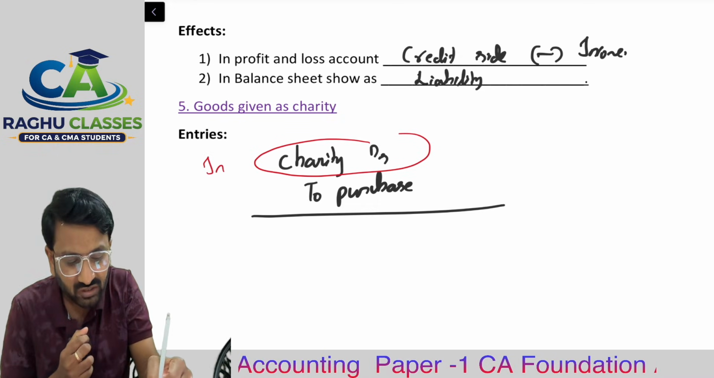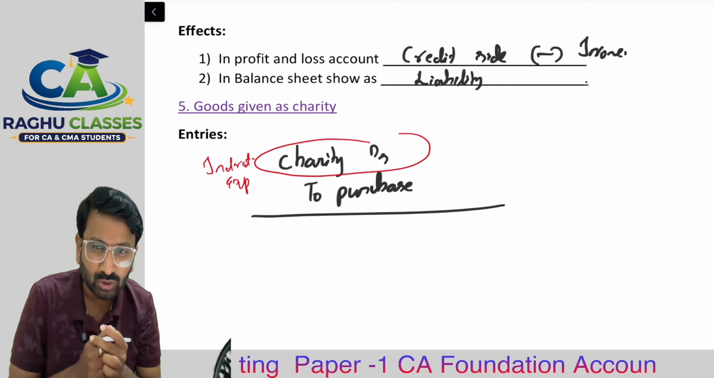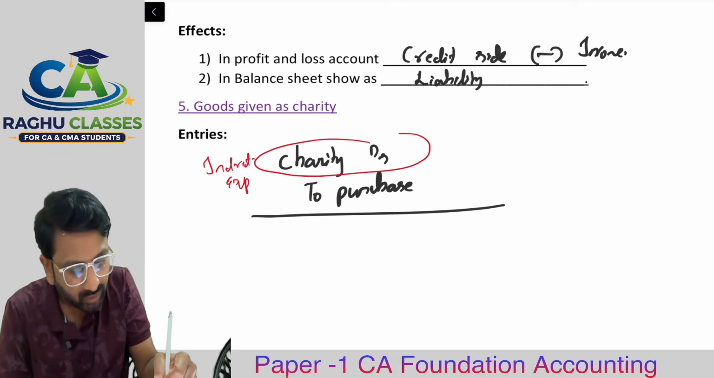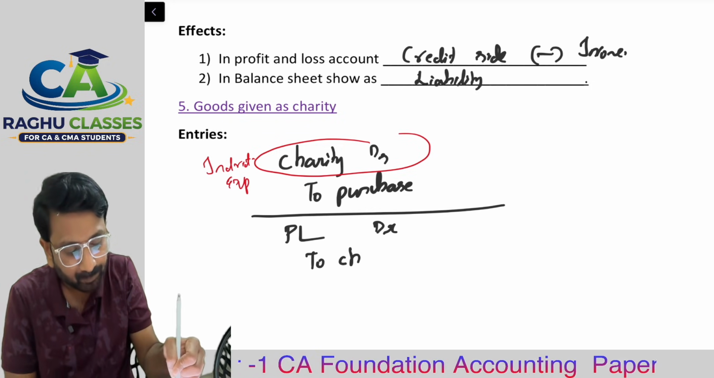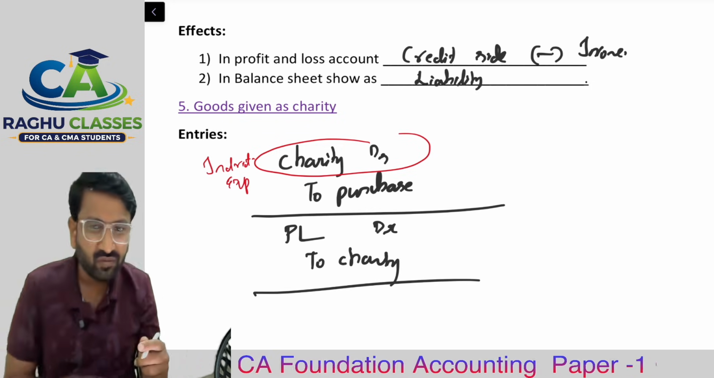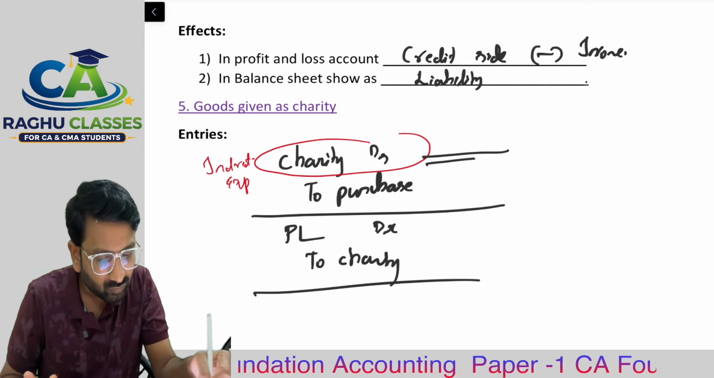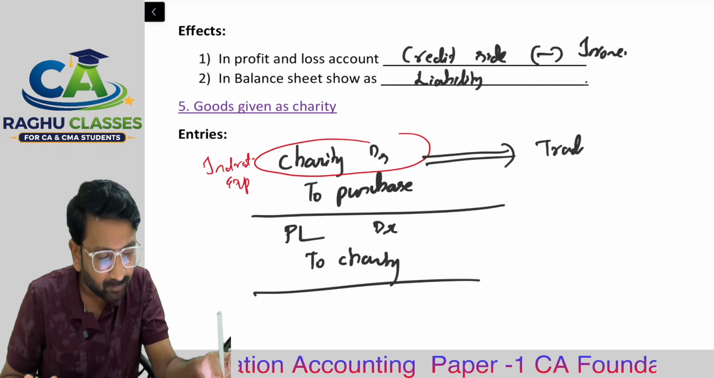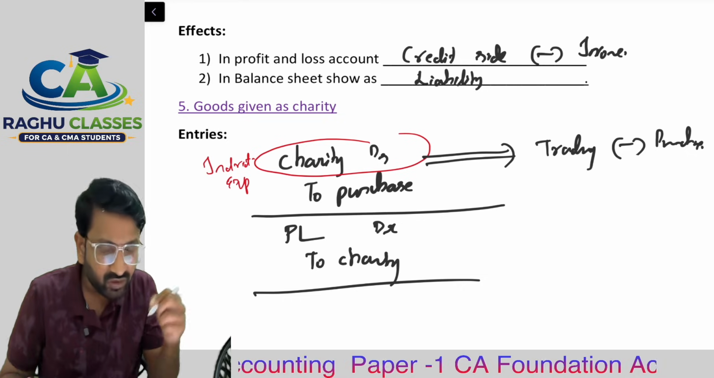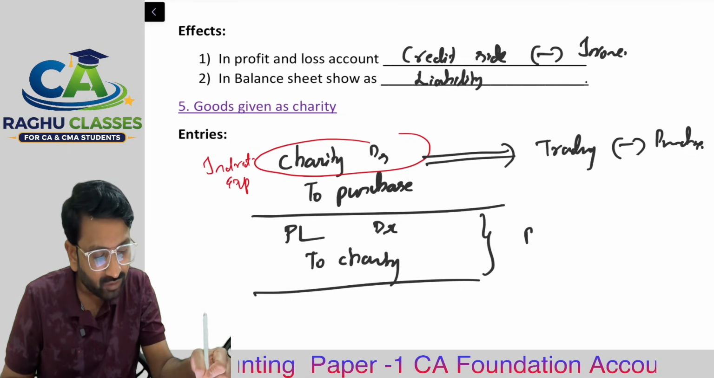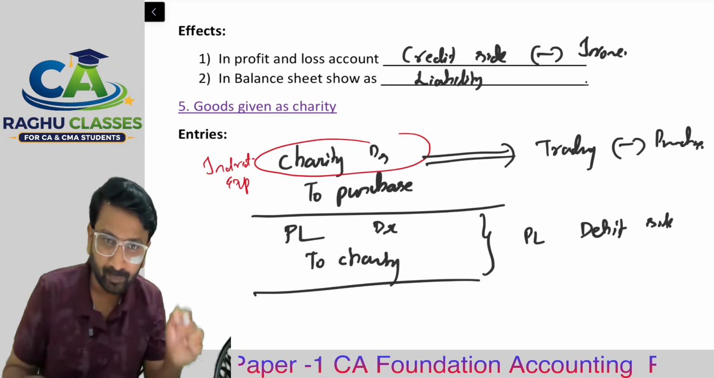Which means that charity is an indirect expense, and any indirect expense should ultimately be transferred to the profit and loss account. So we'll make one more entry, that is profit and loss account debit to charity. Effectively there are two effects I'm supposed to give. First, in trading account we will minus it from purchase. And effect number two, in profit and loss account, we'll show it on the debit side as an indirect expense.